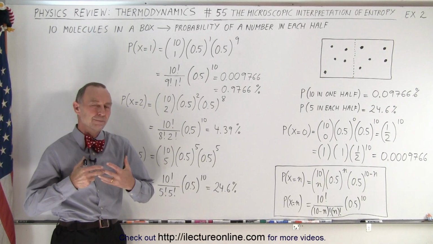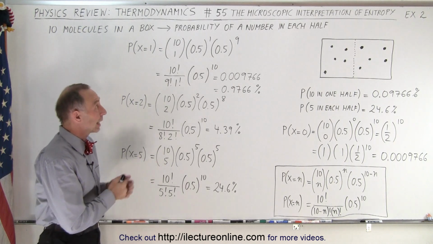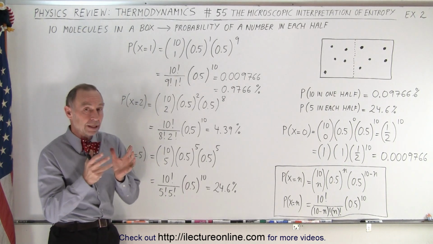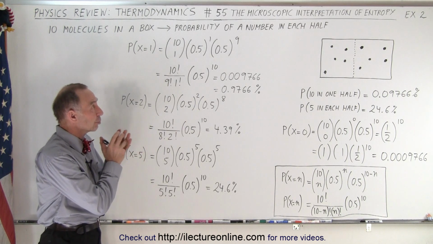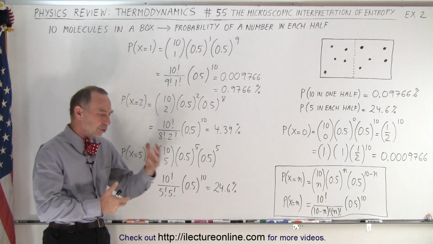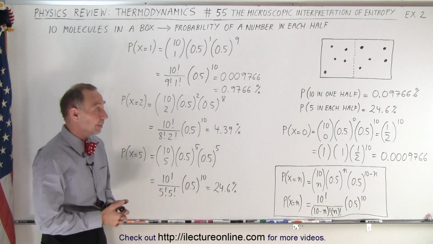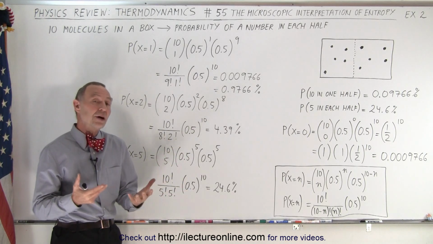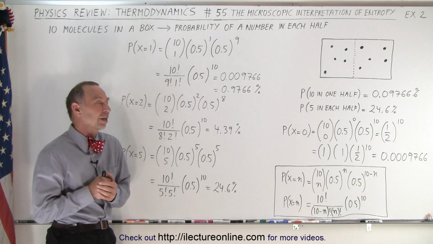So now let's do a more numerical example of what we saw in the previous video. Again, it's a relationship between microscopic probability and microscopic interpretation of entropy. In other words, if we have a certain number of combinations that can occur in a certain system, how many macrostates are there, how many microstates are there, and what is the probability of each macrostate?